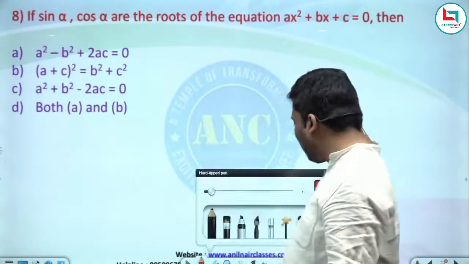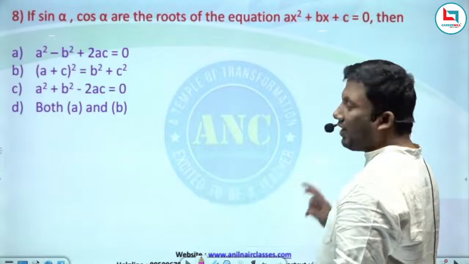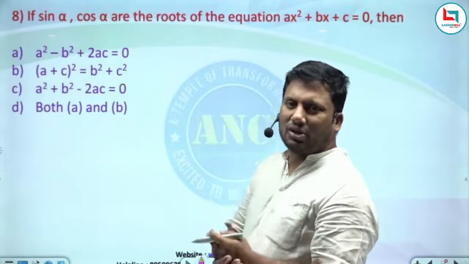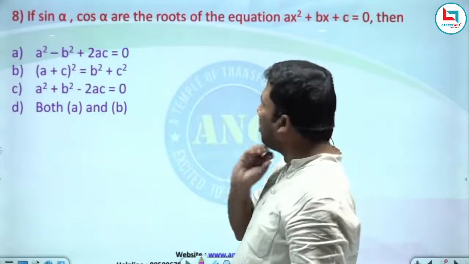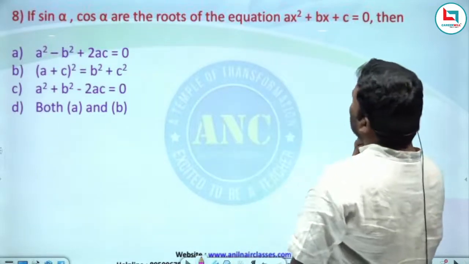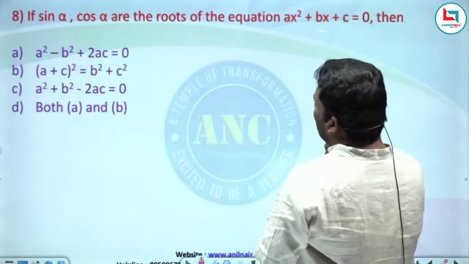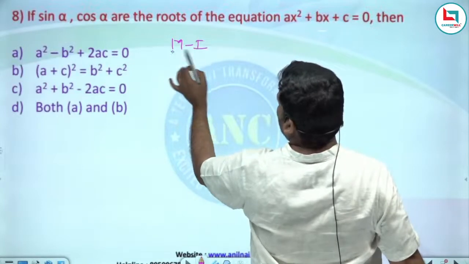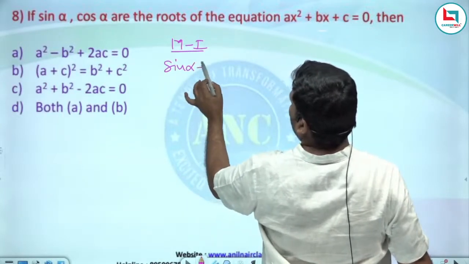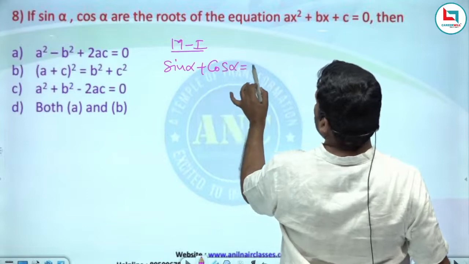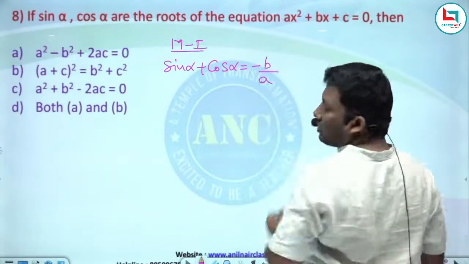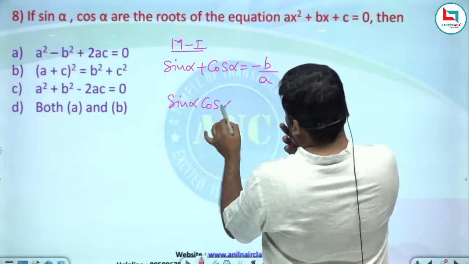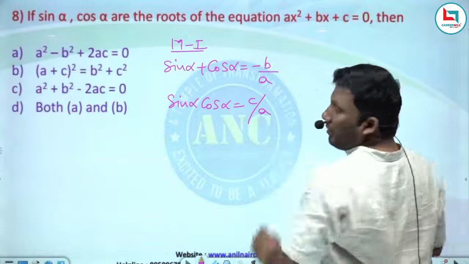Eighth one, this is a favorite question. Most of the students who prepared for IIT or any other aptitude examination or placements might have seen this question. Sin alpha, cos alpha are the roots of the equation. Method 1: sin alpha and cos alpha are the roots of the equation. Sum of the roots is given by minus b by a. Product of the roots, sin alpha cos alpha, is given by c by a.